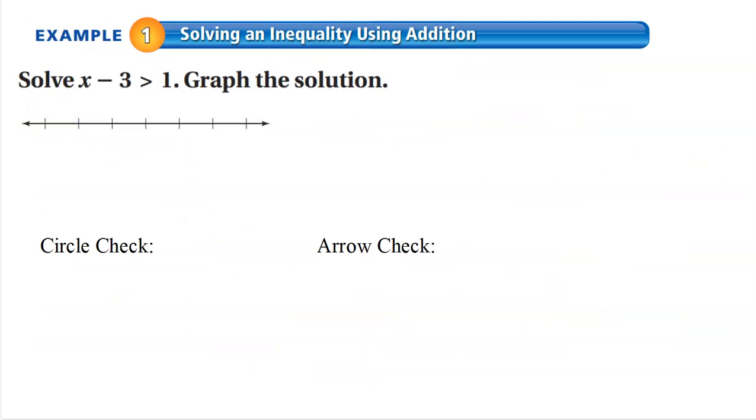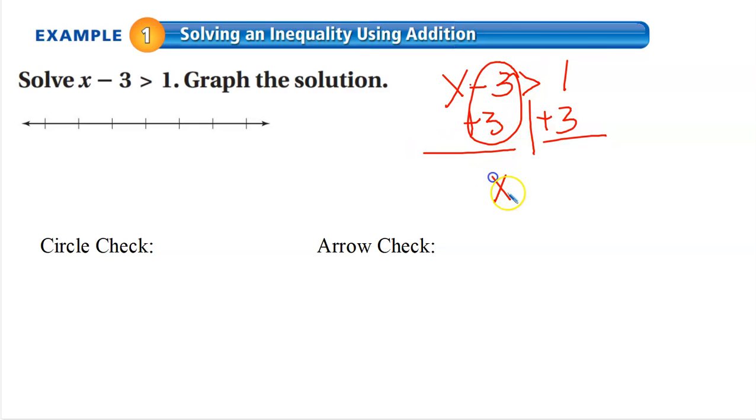Okay, so let's see what it looks like. Here's an example. Right over here, I'm rewriting the inequality so I have room to solve it. Okay, so here's my inequality. X minus 3 is greater than 1. I draw the balance scale. I look at the side with a variable. The opposite of subtracting 3 is adding 3. I'm going to add 3 to both sides, 0 pair. I know X has to be greater than 4.